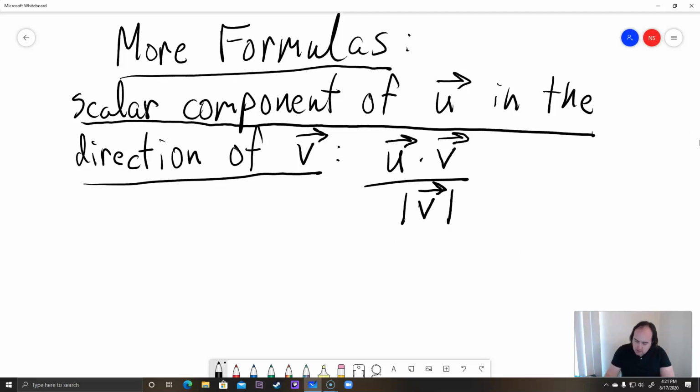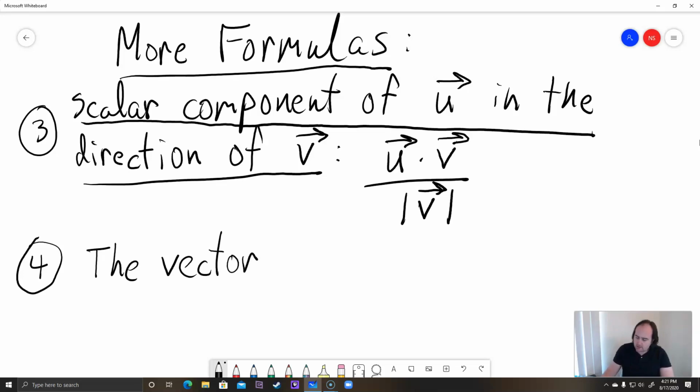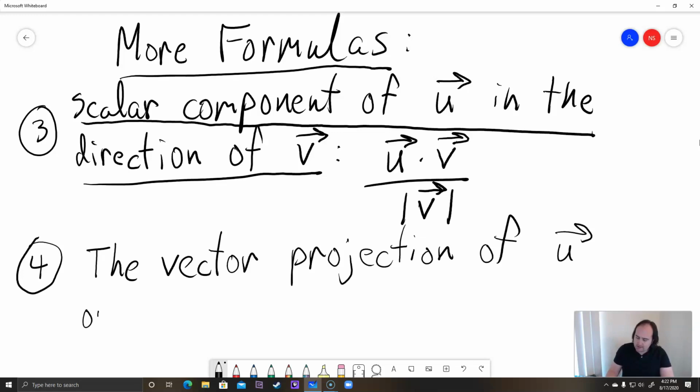So that last one was formula number 3. And now we're going to have formula number 4, which is the vector projection of u onto v. Okay, and this one's even harder to say in words.